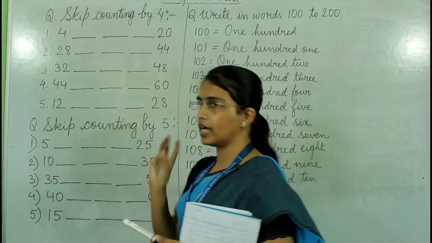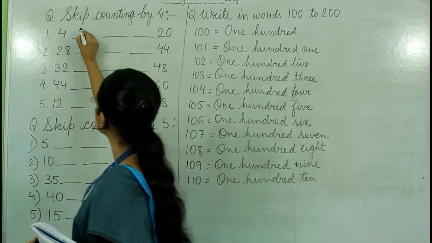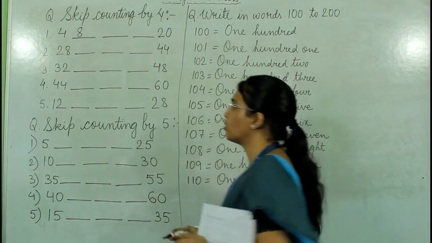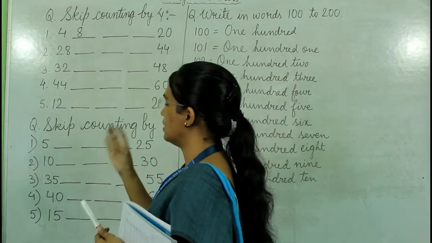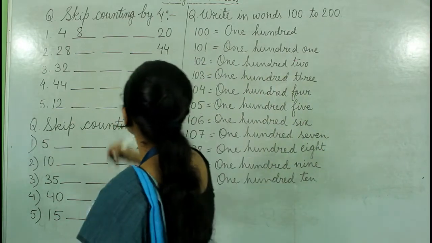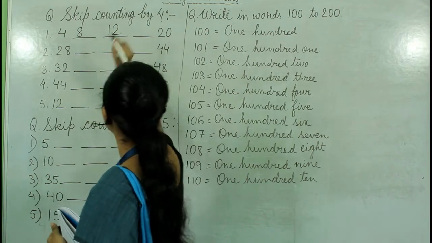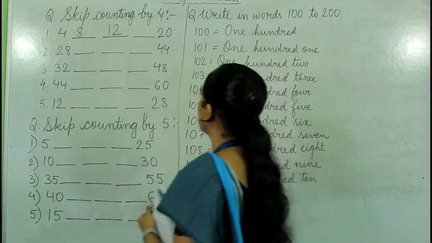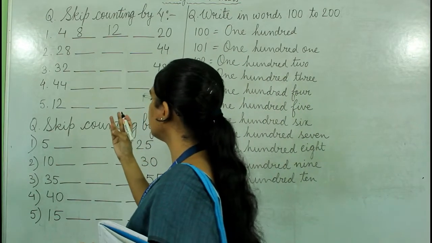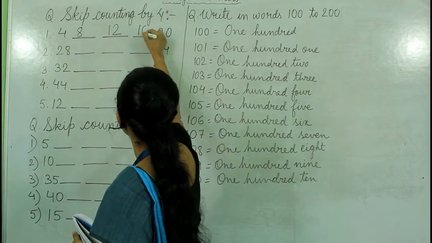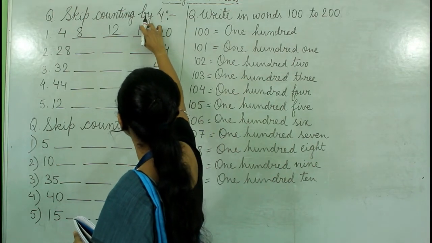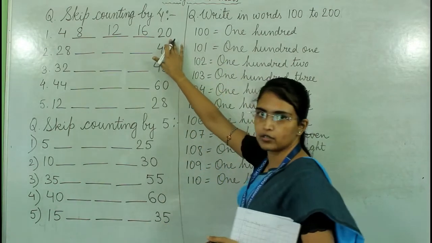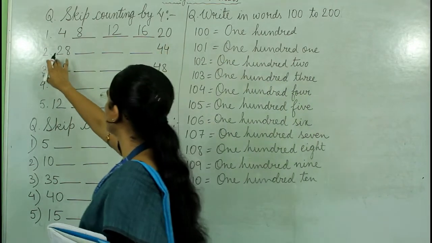5, 6, 7, 8. The answer is 8. Then from 8 again you have to skip 4 numbers. That means 9, 10, 11, 12. So from 12 again you have to skip 4 numbers. Then where will we reach? 13, 14, 15, 16. So from 16, if you skip 4 more numbers, you will get 20.